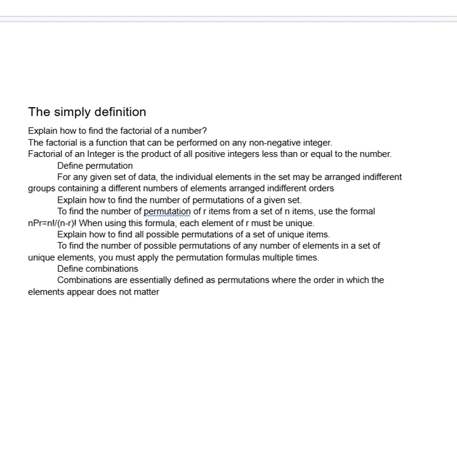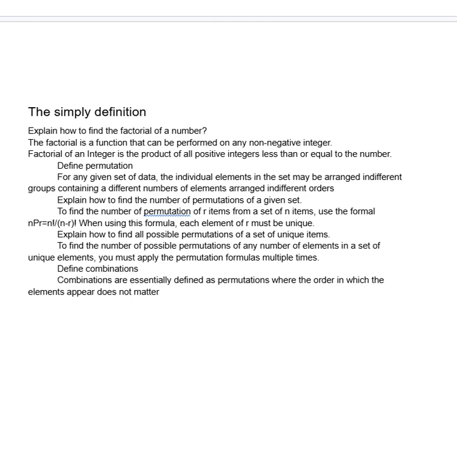Practice makes permanent. Explain how to find the factorial of a number. The factorial is a function that can be performed on any non-negative integer. The factorial of an integer is the product of all positive integers less than or equal to the number.